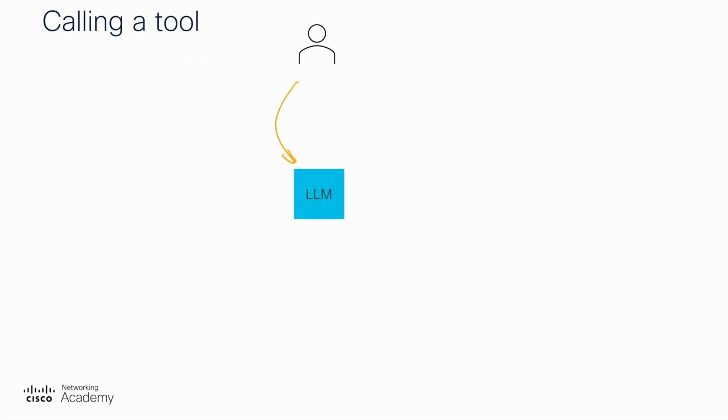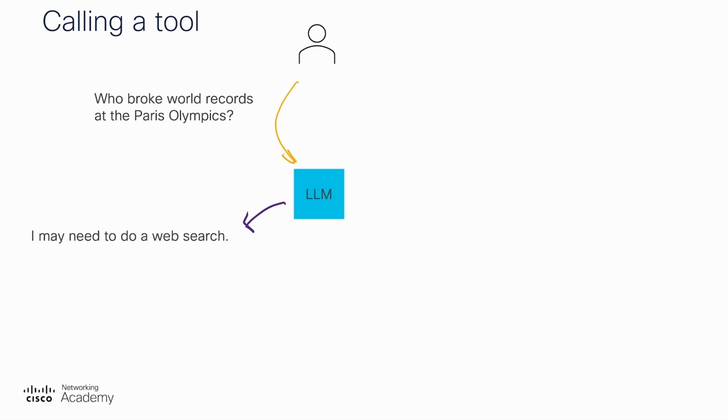When a tool is included, the flow of inputs and outputs is a bit different than before. Let's look at how a large language model might call on a web search tool. Suppose you ask in a prompt, "Who broke world records at the Paris Olympics?" The model can choose to just answer this without using the tool, but it may also decide that since this question is about current events, it may need to do a web search.